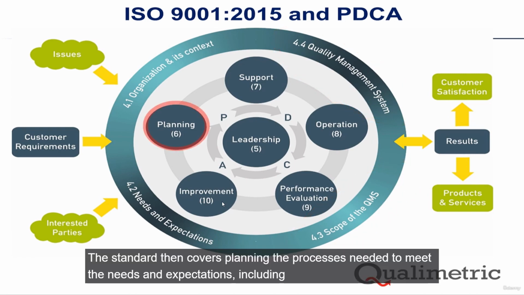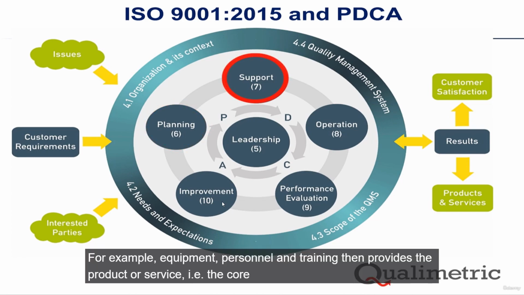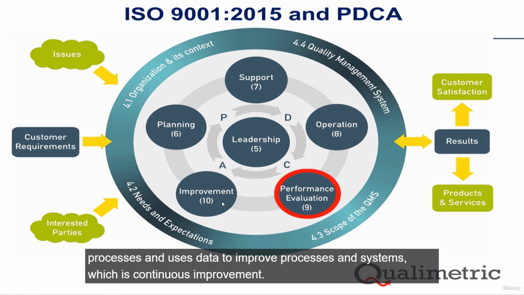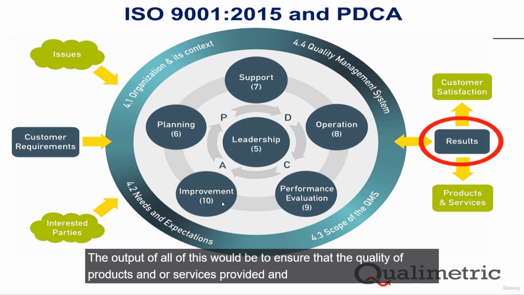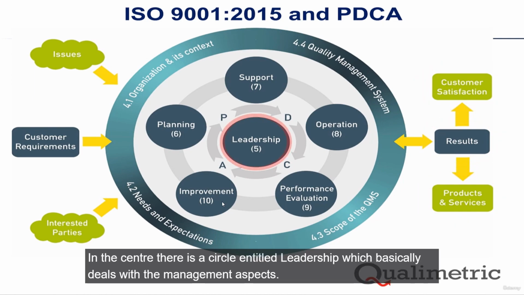The standard then covers planning, the processes needed to meet the needs and expectations, including the support activities required. For example, equipment, personnel and training. Then it provides the product or service, i.e. the core business process which we discussed in the previous course module, evaluates the performance of its processes and uses data to improve processes and systems, which is continuous improvement. The output of all of this would be to ensure the quality of products and or services provided and to achieve customer satisfaction. In the centre there is a circle entitled Leadership, which basically deals with the management aspects.